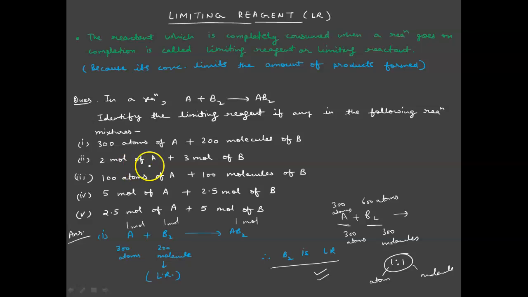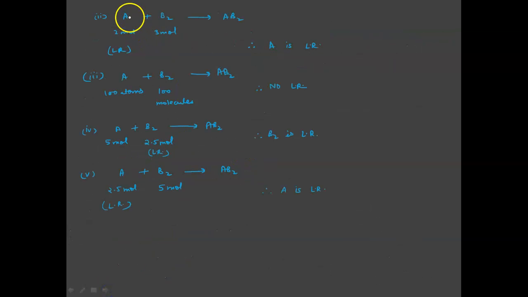Now second is 2 mole of A plus 3 mole of B2. Now comes A plus B2 giving AB2. We have been given 2 mole of A and 3 mole of B2. Here you can see the ratio is 1:1. If it is 2, it should be 2. Here A is less than 3 because the ratio is 1:1. So here A is LR, limiting reagent.